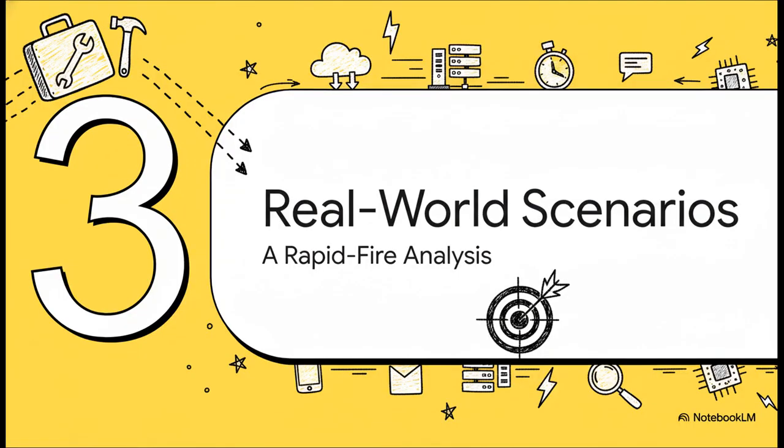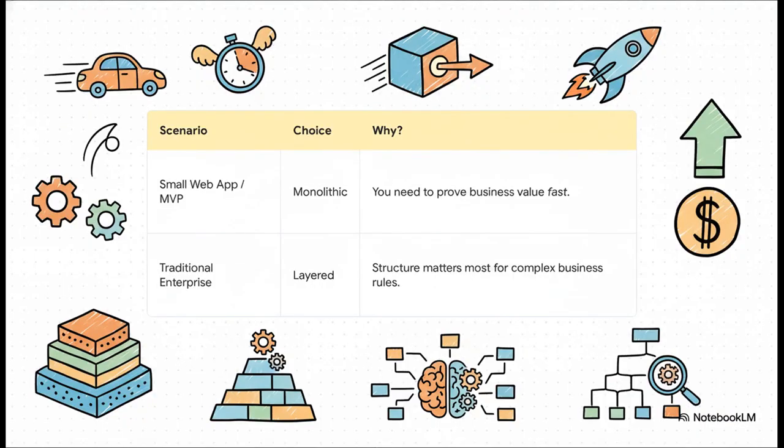Okay, theory time is over. We have our toolkit, so let's put it to the test. We're going to do a little rapid-fire round here, running through a few real-world scenarios to see how these factors actually play out. Scenario 1, a small web app or an MVP. The choice? Monolithic. Every time. Don't even think about it. Why? Speed is everything. You need to validate your idea, not build some perfectly scalable system for a product nobody wants.